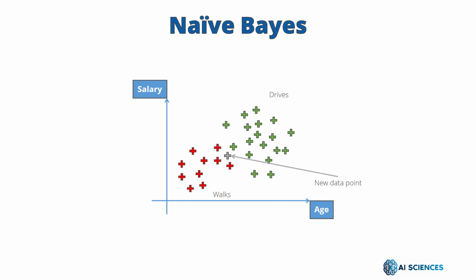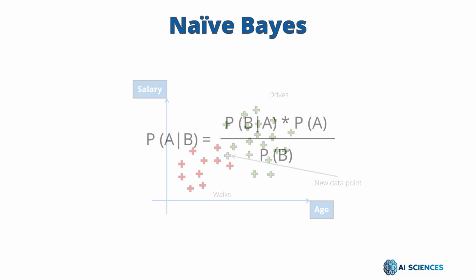Now let's say there is a new data point which represents an employee's information, but we don't know whether this person goes to the office by walking or driving. Using the naive Bayes classifier, we are going to figure out whether this employee goes to the office by walking or driving. Let's find out.